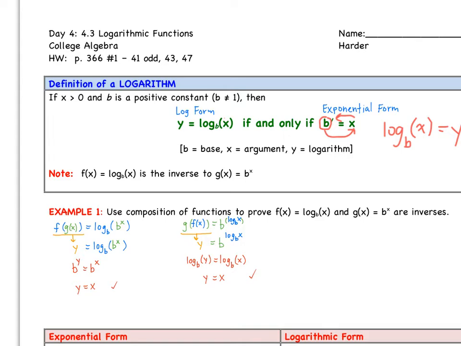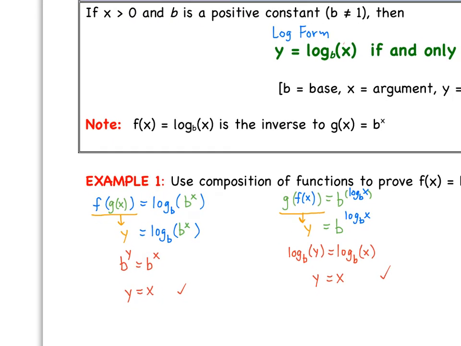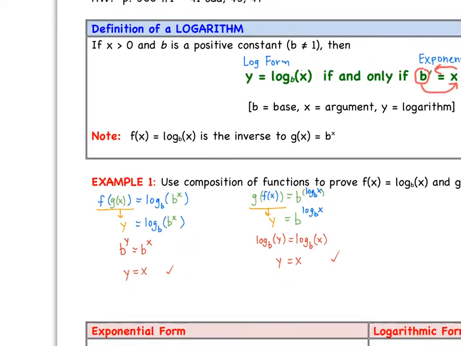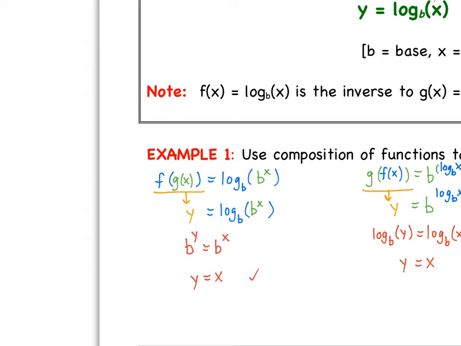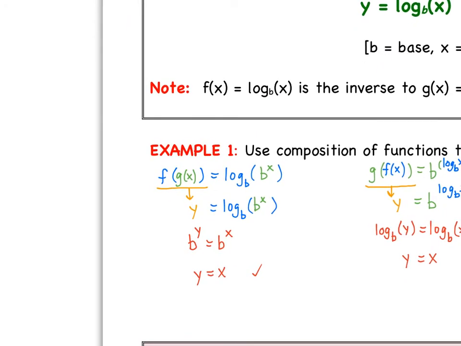Remember, if we're going to prove this, we need to use composition of functions and show that both sides simplify to x. So this first part here, f of g of x. What we're going to do is take our g function, which is b to the x, and plug it into our f function for x. So it's going to look something like this. Now all I'm going to do here is change this whole side to be y. It's just going to be easier for us.